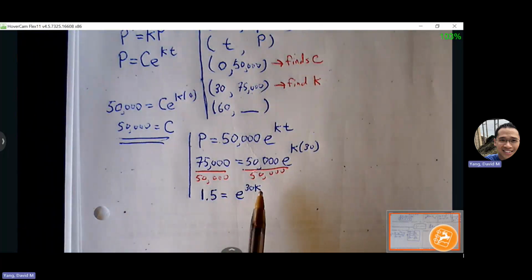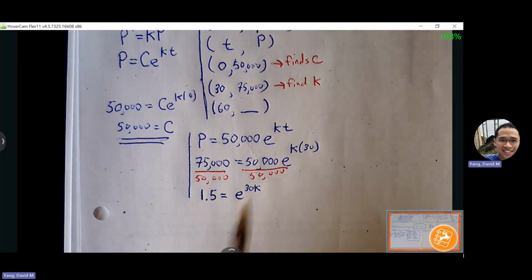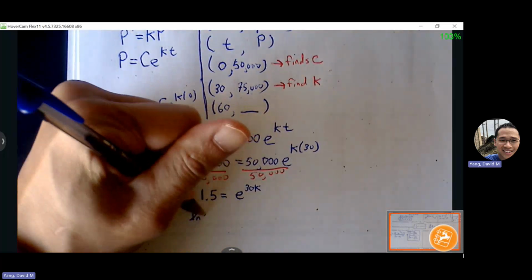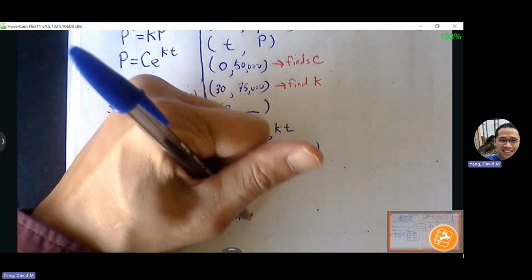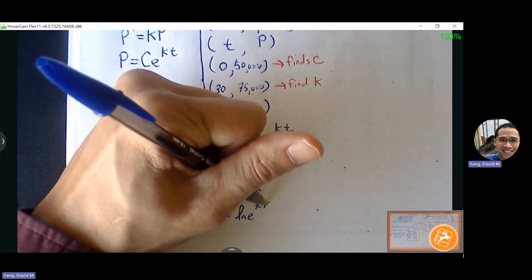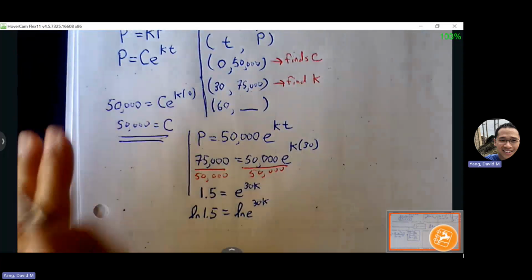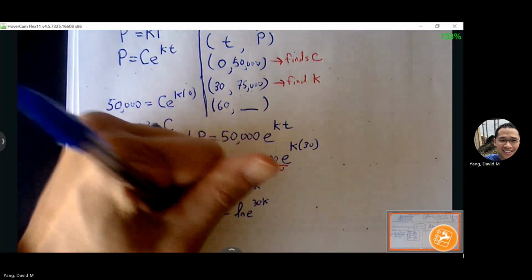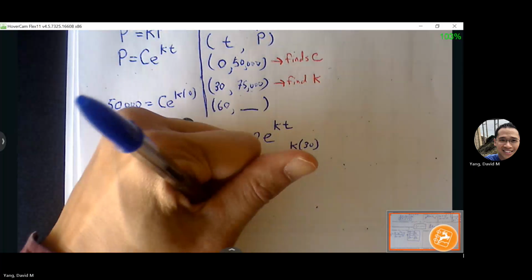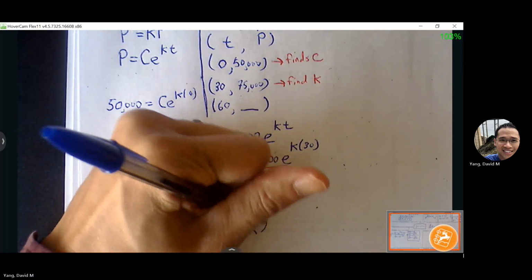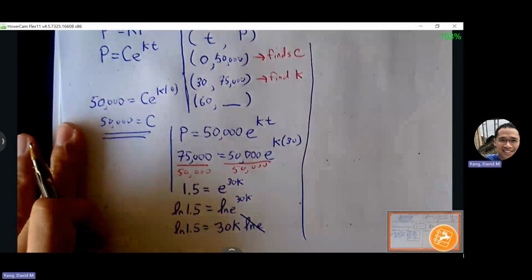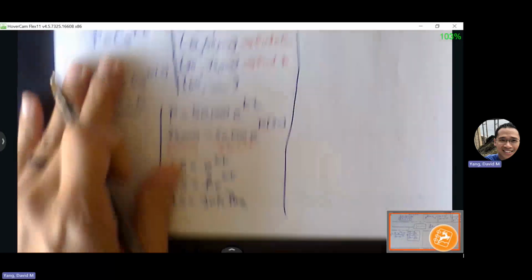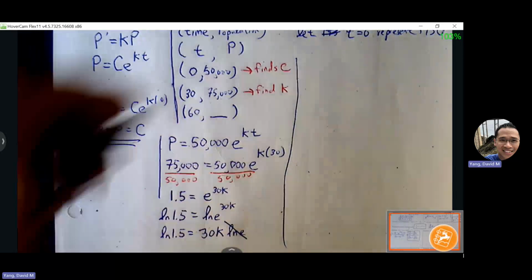All right, I want to solve for K, but K is stuck in the exponent. What can I introduce to make it easy? Yeah, so natural log allows e and natural log to go away, but also allows my exponent to come down because of exponent properties. We know natural log of e goes away. That's nice. So natural log of 1.5 equals 30K. Divide both sides by 30.